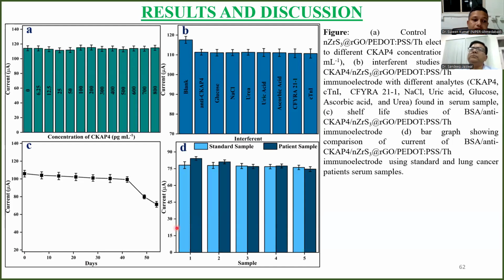Its shelf life is about 40 days only. So we need to improve its shelf life with several modifications or by using other nanomaterials. But this is the first report we have done in terms of a thread-based biosensor. Our fabricated electrode also investigated the biomarker present in serum samples of lung cancer patients. Here we have used five different lung cancer patient samples, and we got good results in terms of RSD.